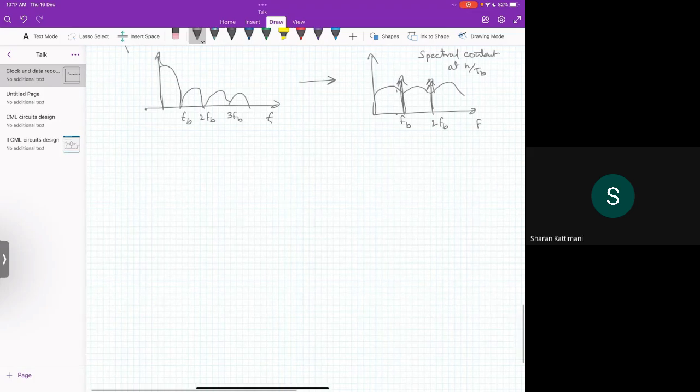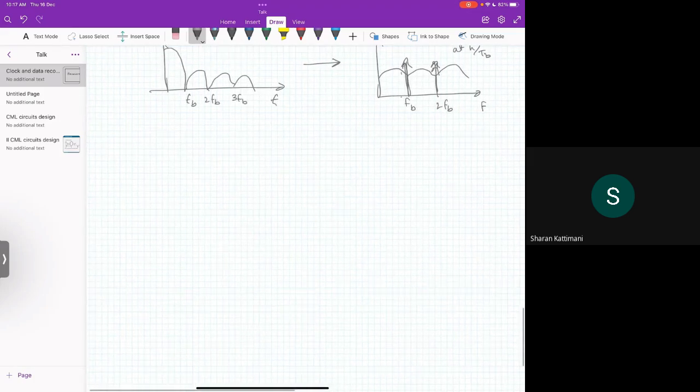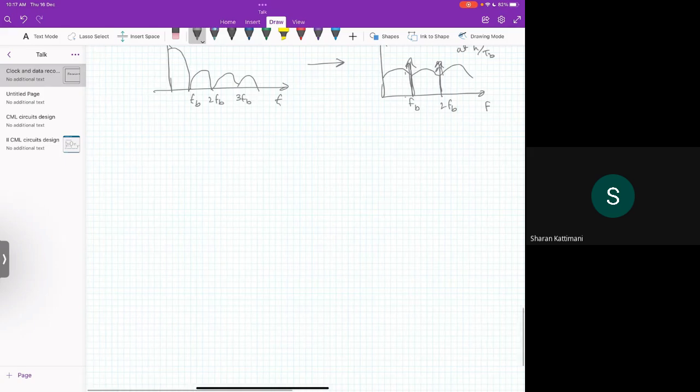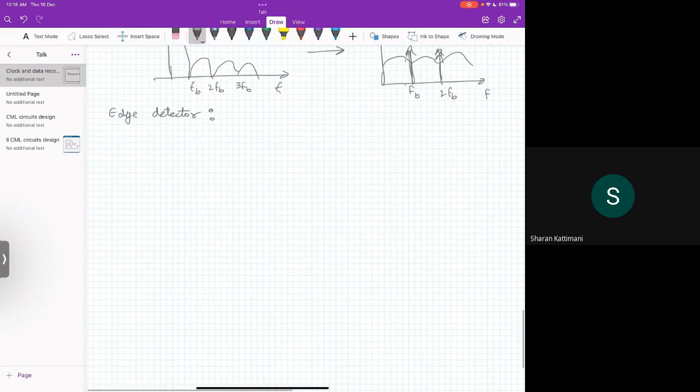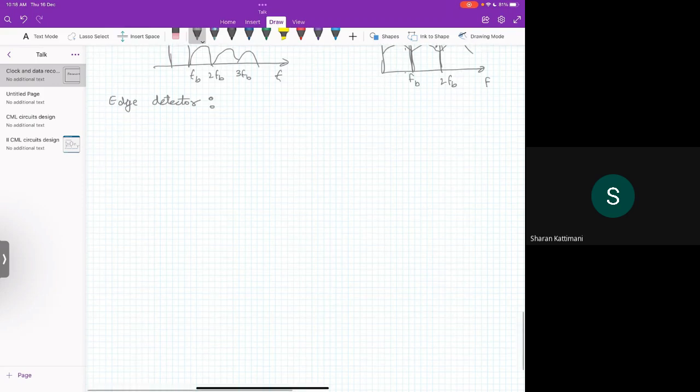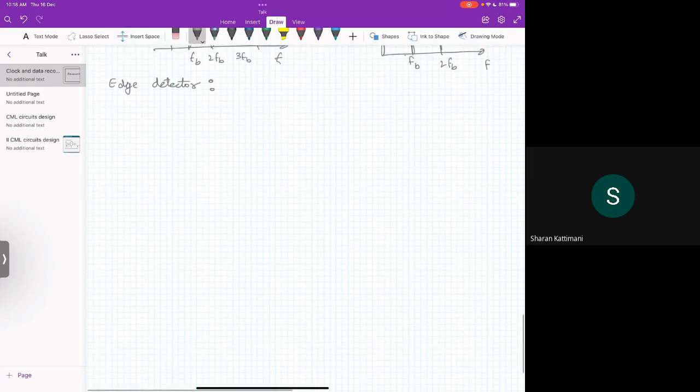But in practice, how do we actually work on it? Let's look at an edge detector, a simple circuit of an edge detector. You can intuitively see how it should be done, but in circuits, how should we actually work on it?